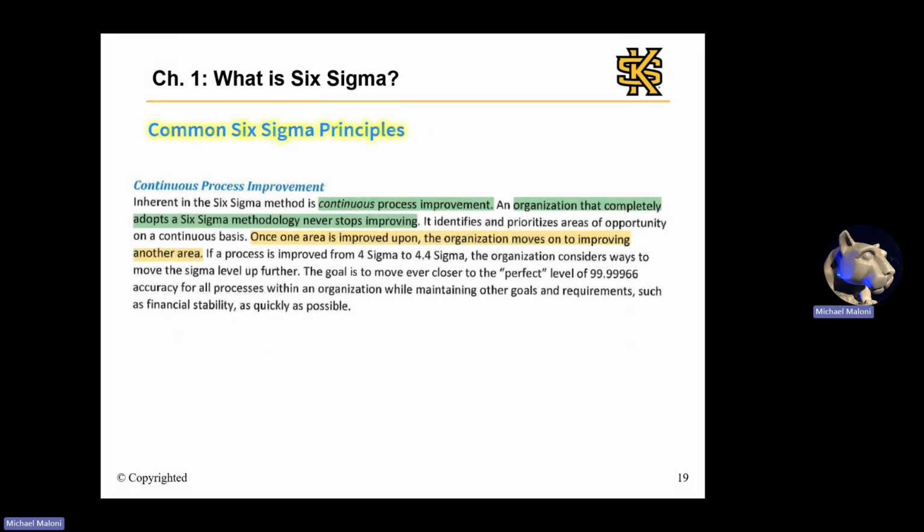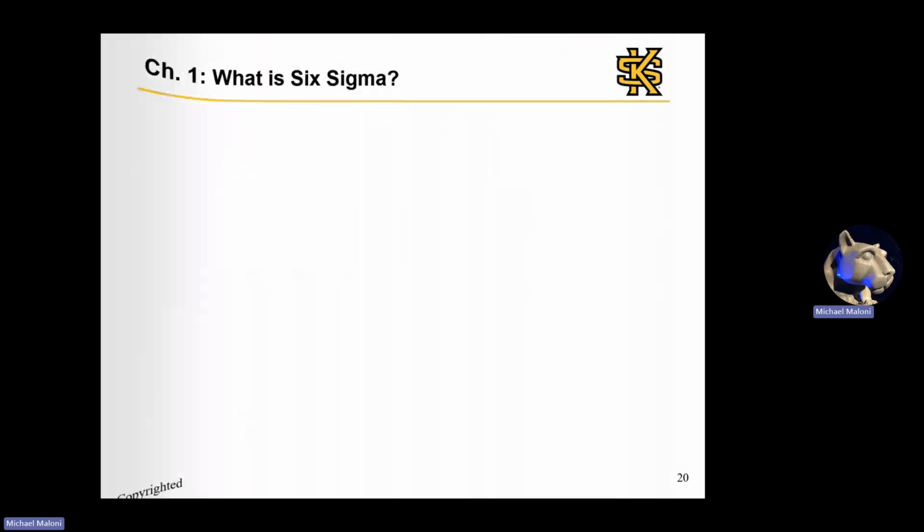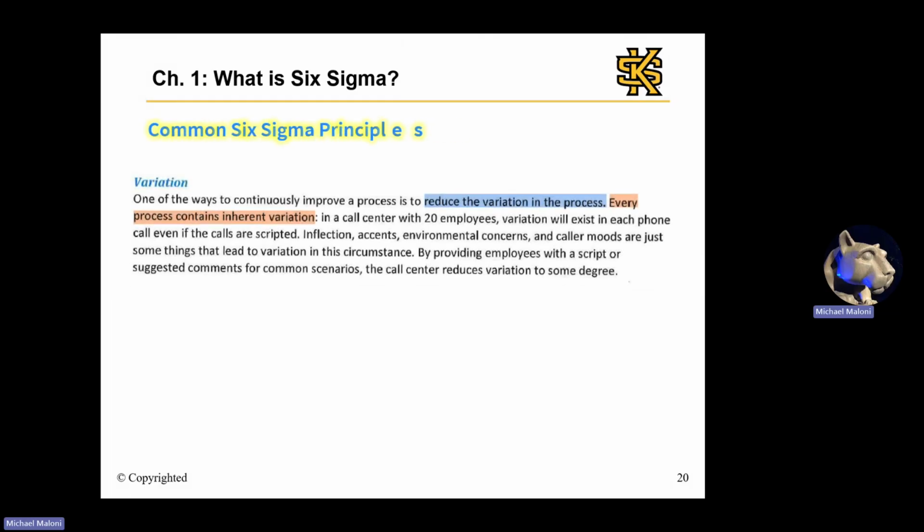The second Six Sigma principle is continuous improvement. That means the organization never stops improving. Once we improve a process, we move on to improving other processes. And we keep improving the sigma of processes closer and closer to that perfect level of 99.99966%, virtually defect free. We never stop improving. Continuous improvement. Then the third principle is variation. Reduce process variation.